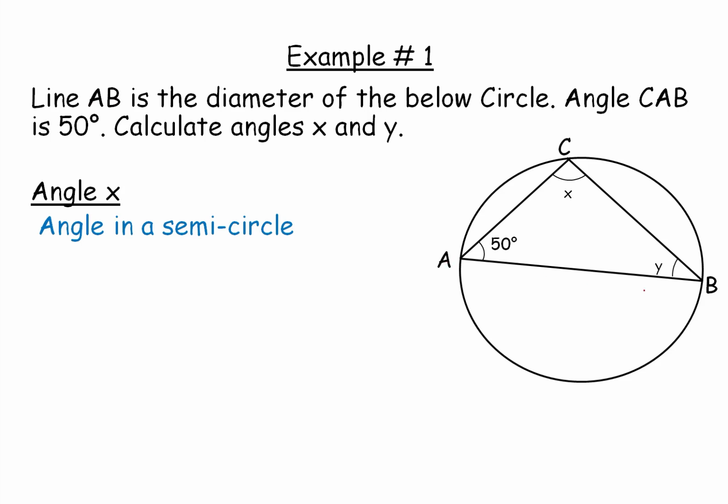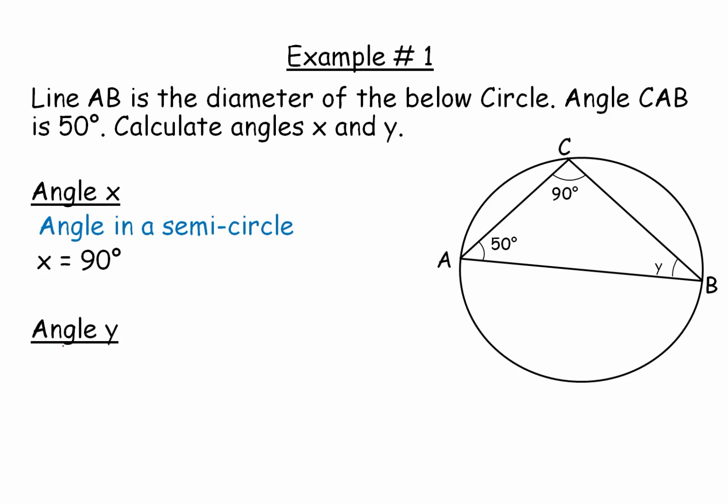So this line AB is the diameter. Since it is the diameter, it separates this circle into two semicircles. So any angle that is formed within the semicircle, according to our first rule, is actually 90 degrees. So it means this X value is 90 degrees because it is an angle in a semicircle.